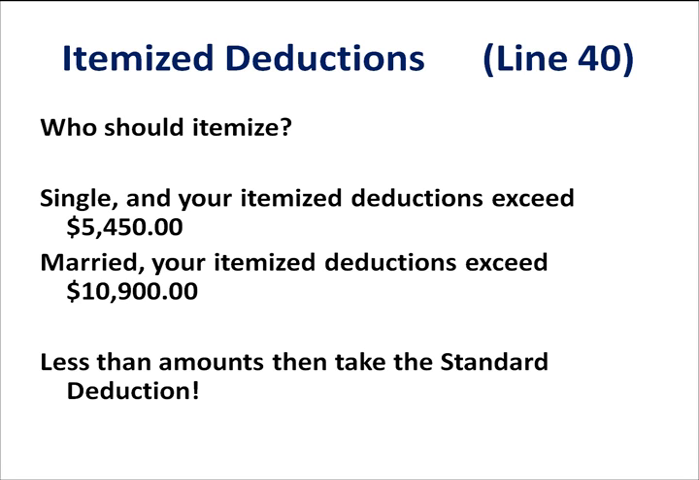Married, your itemized deductions exceed $10,900. So if your itemized deductions exceed that amount, then you want to itemize your return. If it's less than these amounts, then you want to just take the standard deduction. And of course, the standard deductions are these amounts: $5,450 if you're single, $10,900 if you're married filing jointly.